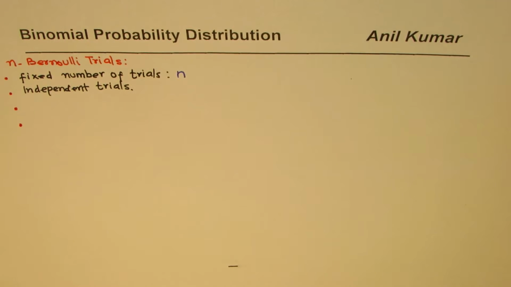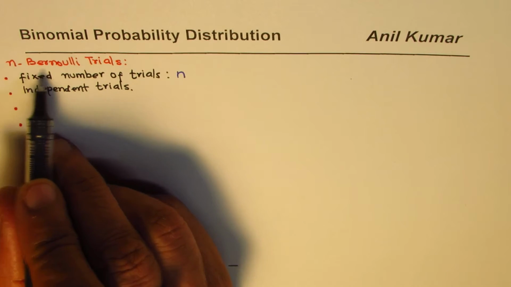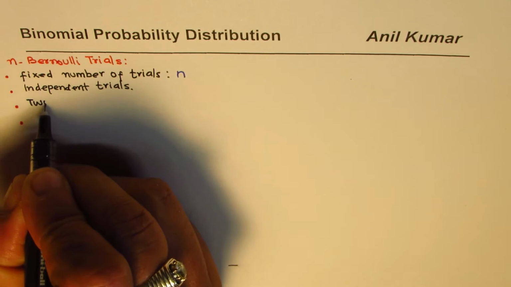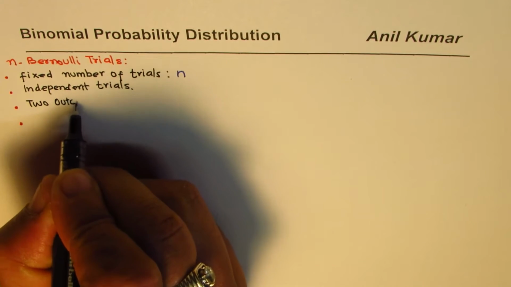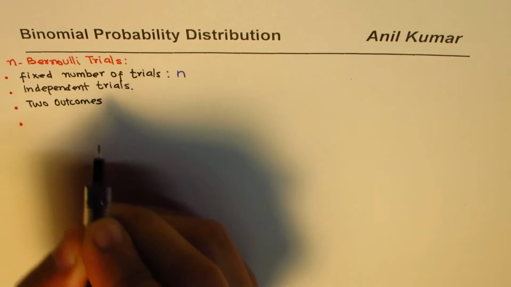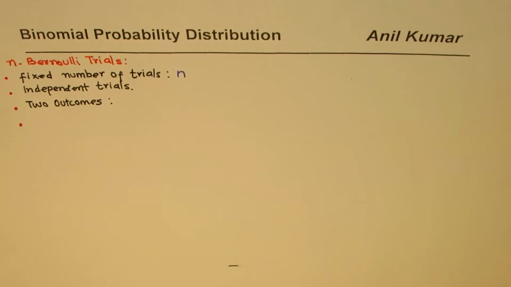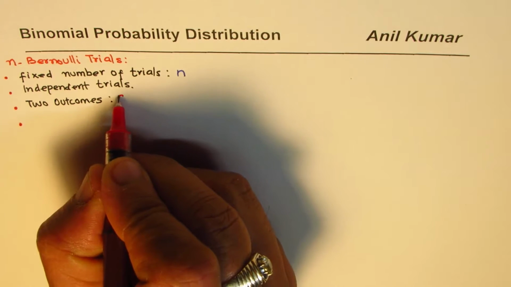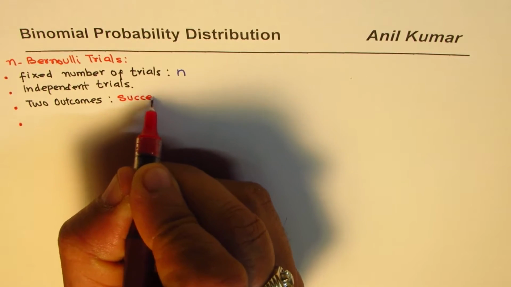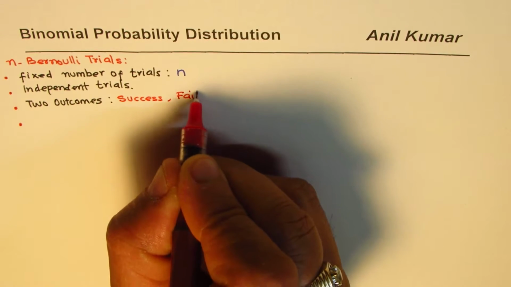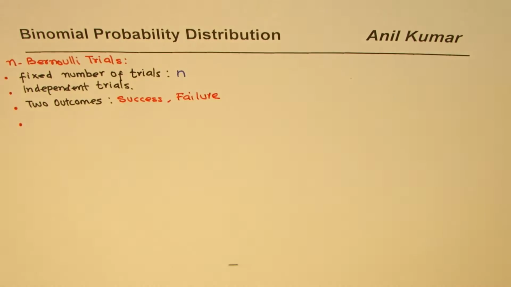Then, in any Bernoulli's trial, we have only two outcomes. And these two outcomes are success or failure. This is very important. These two outcomes are success or failure, so always there are only two outcomes.